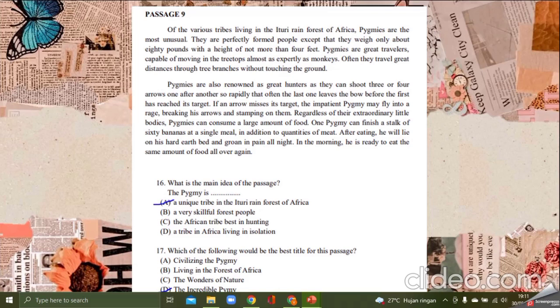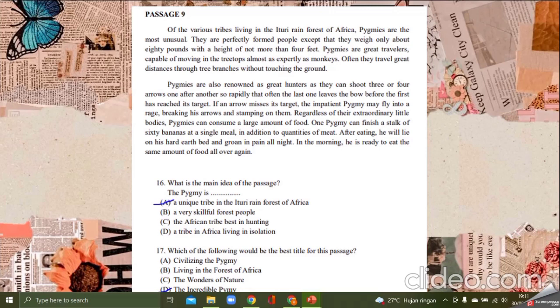The impatient pigeon may fly into a rage, picking his cella and stamping on them regardless of extraordinary little bodies. Pigeons can consume a large amount of food. One pigeon can finish a slice of 60 bananas at a single meal, in addition to quantities of meat. After eating, he will lie on his hard bed and call in pain all night. In the morning, he is ready to eat the same amount of food all over again.